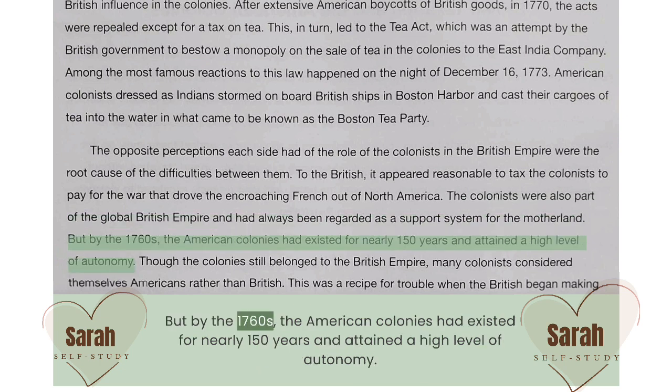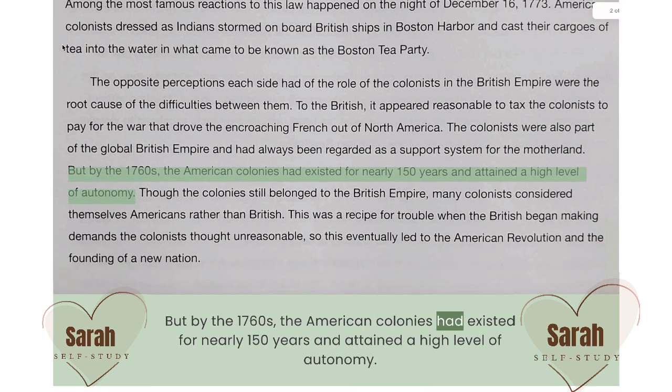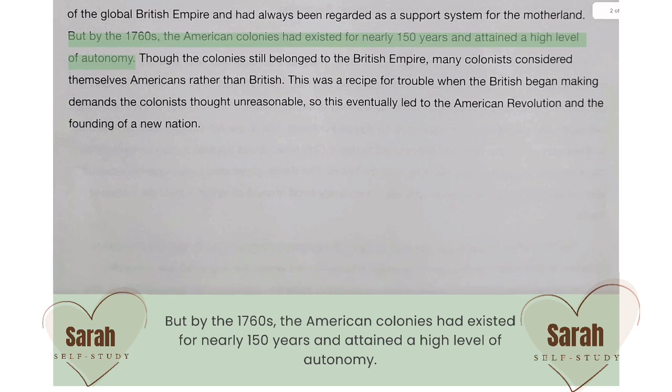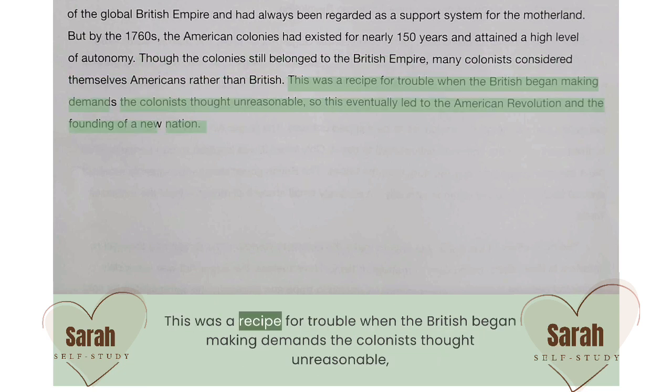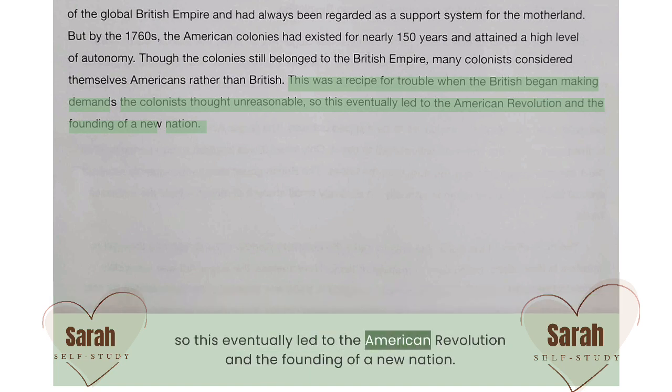But by the 1760s, the American colonies had existed for nearly 150 years and attained a high level of autonomy. Though the colonies still belonged to the British Empire, many colonists considered themselves Americans rather than British. This was a recipe for trouble when the British began making demands the colonists thought unreasonable, so this eventually led to the American Revolution and the founding of a new nation.